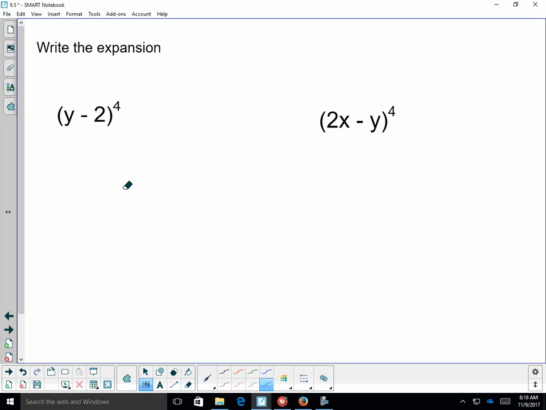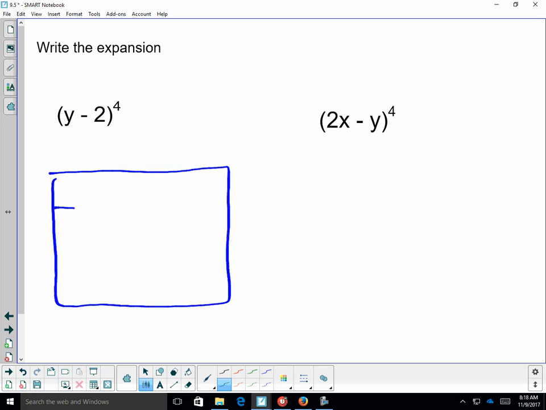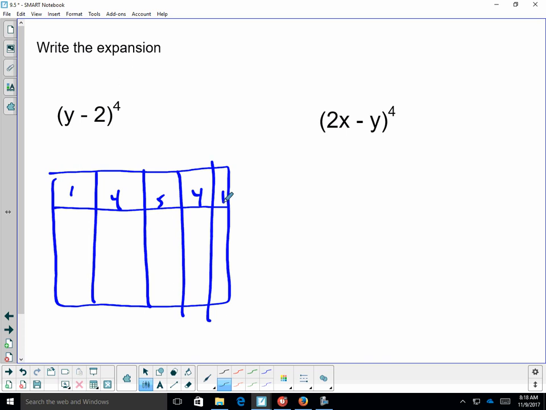So let's do one with the negative. This one is also raised to the 4th power. So I'm going to basically make the same table that I just made. I'm going to get my top numbers from Pascal's triangle. So 1, 4, 6, 4, and 1. Then this is y. So y to the 4th, y to the 3rd, y squared, y, and then y to the 0, which would just be 1. Then this is my negative 2. So this one is going to be negative 2 to the 0 power, which is just 1.